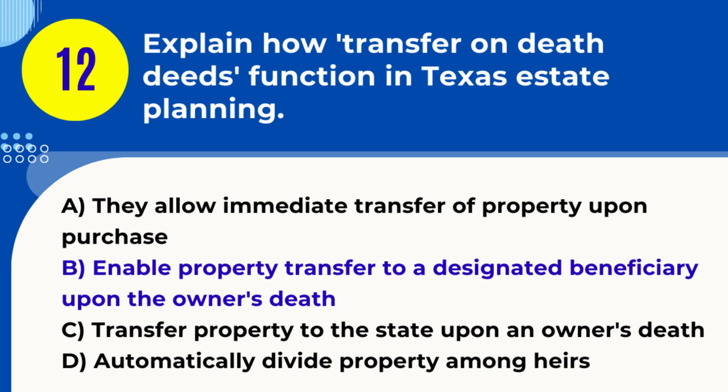Answer: B. Enable property transfer to a designated beneficiary upon the owner's death. Explanation: Transfer on death deeds in Texas estate planning allow property owners to name a beneficiary who will receive the property upon the owner's death, without the need for probate. This simplifies the transfer process and ensures the property passes directly to the chosen beneficiary.